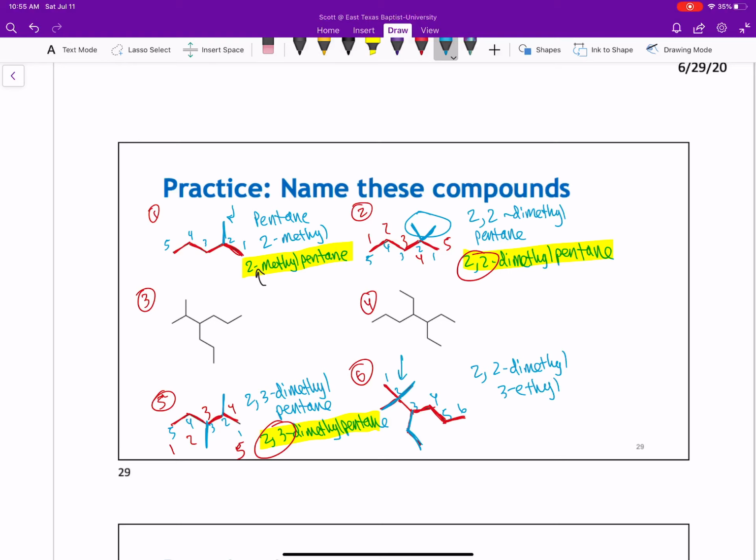Don't forget the rule about alphabetizing. And when you're alphabetizing, this is super important. If there's a di, you don't count that as a D. You just omit the prefix and you start with the M. And so what this molecule would be called is 3-ethyl for alphabetical order, 2, 2 dimethyl, and then hexane, because there's 6 carbons in my longest linear chain.